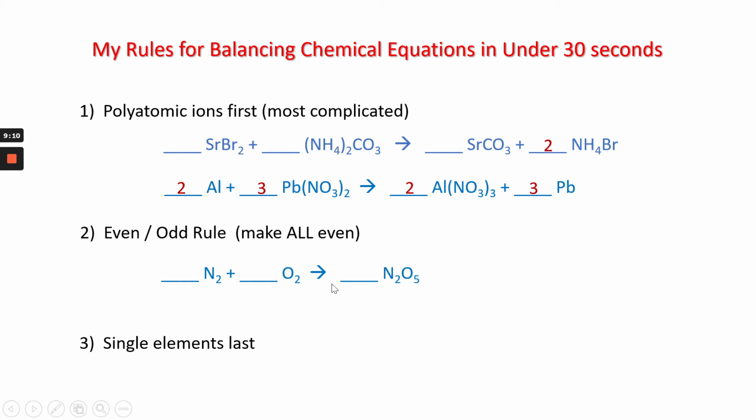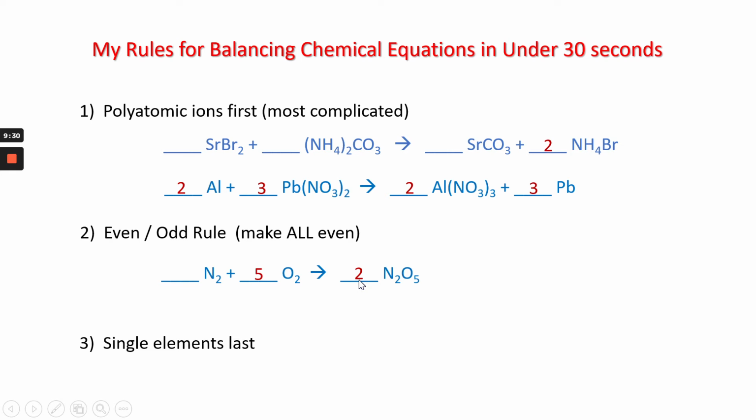Well, that's an even-odd situation. What number do 2 and 5 have in common? Well, 10. That means I'm going to go ahead and put a coefficient 5 here. That gives me 10 oxygen. And I'm going to need a 2 over here. And now I have 10 oxygens on the product side.